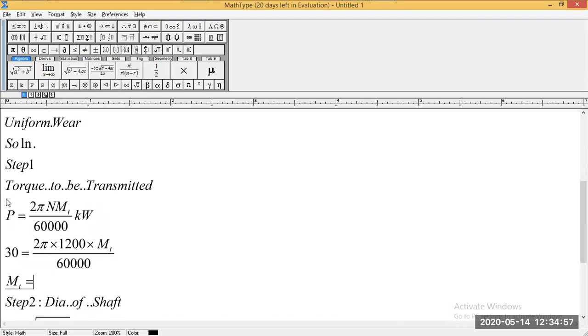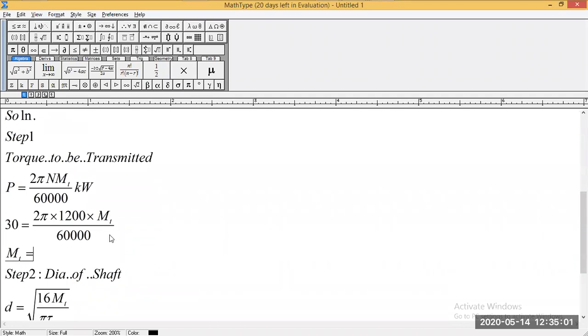Step 1, we have just identified the equation of power, a very general equation. From this we'll get the torque. It's direct substitution. Right, so what is the torque? 230 into 60,000 over 2 into pi into 1,200.